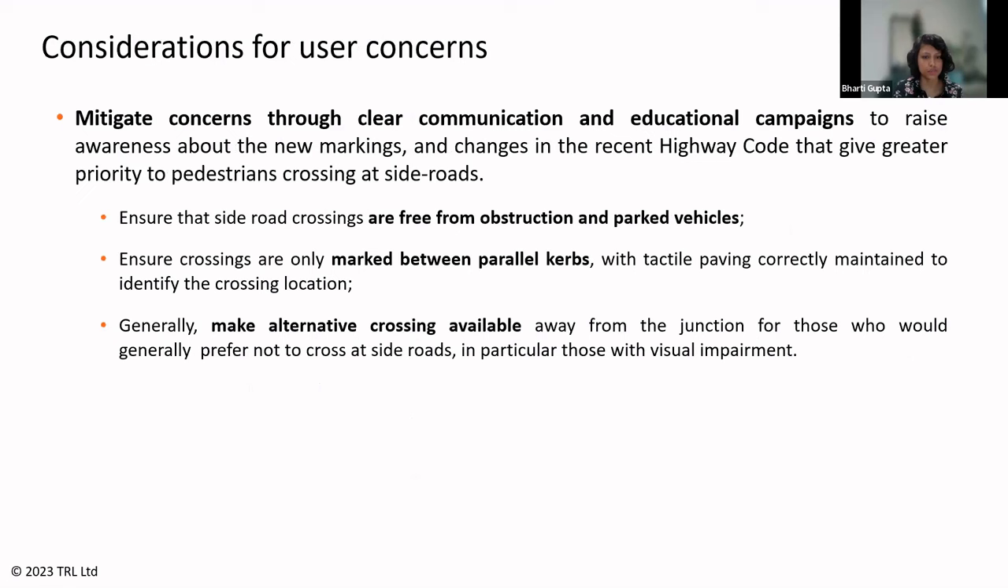Next slide, please. So the user survey raised some concerns that could be addressed through communication and education campaigns about the new markings and changes in the recent highway code that gave greater priority to pedestrians at side roads. And specifically, considerations need to be given to the concerns raised by people with disabilities, especially to ensure that the side road crossings are free from obstructions and parked vehicles, and that crossings are only marked between parallel curbs. This is specifically to allow visually impaired users to know where the start point is and where the end point is, and then also provide alternative crossings available away from the junction for those who do not prefer to cross at the junction.